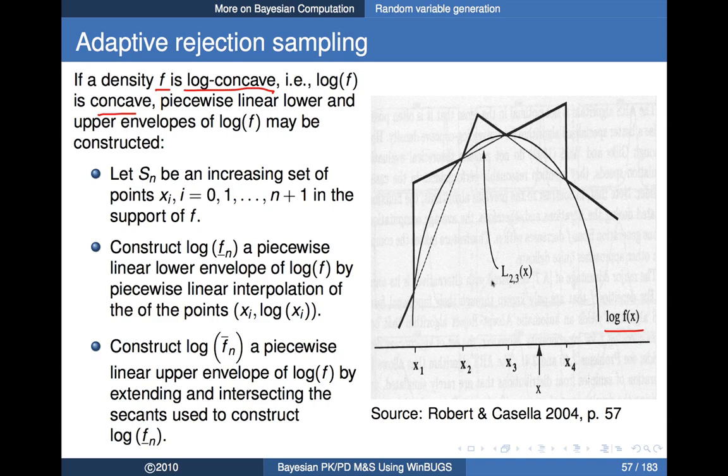So in the case where it's concave, we're going to take advantage of the fact that that piecewise linear function is completely enclosed under the curve. So here's what we're going to do. If log of f is concave, then we can construct piecewise linear lower and upper envelopes of the log of that density function. We start out by taking a discrete sequence of values along the x-axis, here called S sub n. So it's a set of n x values in increasing order.